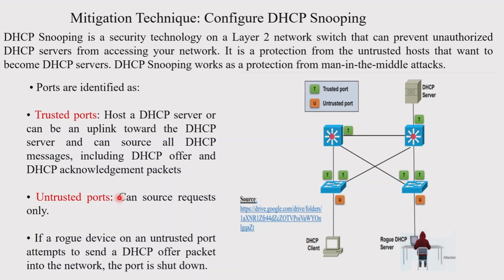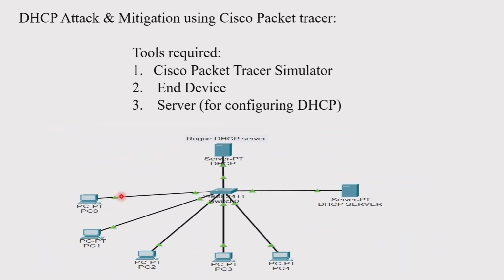Now we will take the Packet Tracer simulator scenario so that we can perform a basic DHCP attack, right? For this demonstration, I require the Cisco Packet Tracer simulator, which is offered by the Cisco Networking Academy. Then we require some end devices, and a server for the configuration of the DHCP server, right?